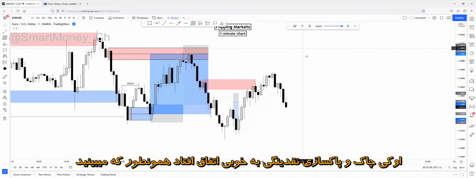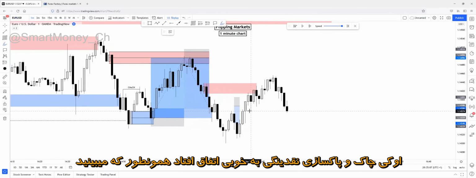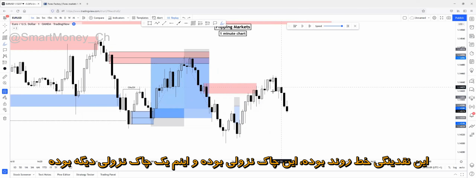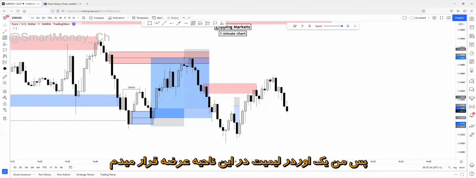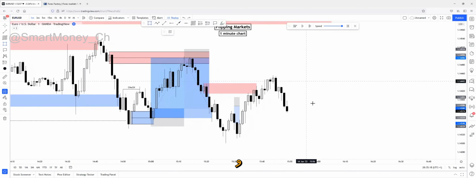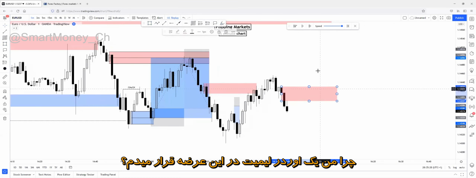Okay, and the change of character happened, liquidity sweep happened perfectly. As you can see, here was a liquidity trend line, and here was a change of character, here was another change of character. So basically price changed character in several places with inefficient candles. So I'll be setting a limit order on this supply zone.